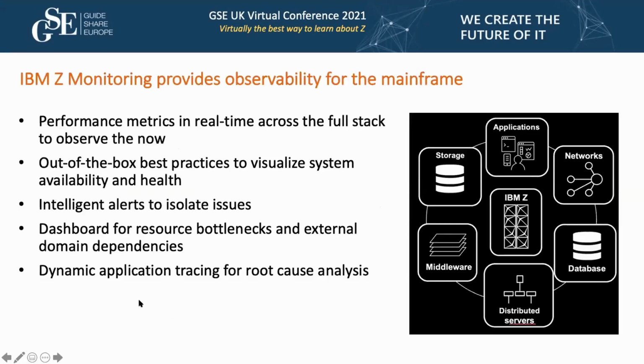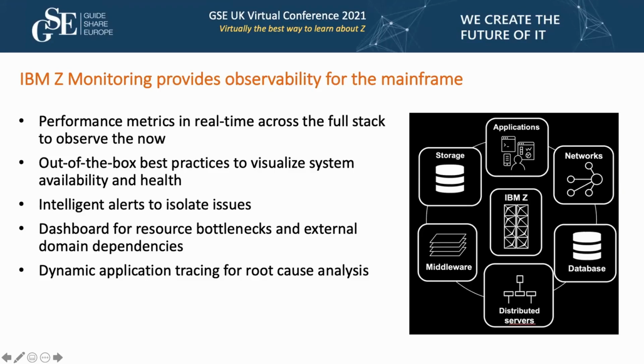Just overall, and I would hope that most of you are aware of this, the OMEGAMONs and our monitoring solution really provide performance metrics in real time across the full stack of your various domains: operating system, networks, database, all of that middleware as well, to give you observability, which is the new term of art. So you can observe what's going on now, not just look back at historical data.